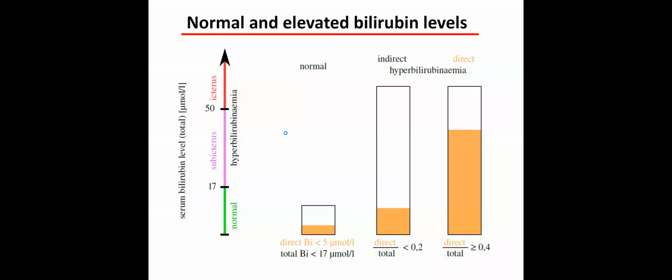If the total bilirubin level in the blood is higher than 50 micromole per liter, this is icterus or jaundice, so you can see the yellow discoloration of the skin. Between 17 and 50, this is what we call subicterus, where you can see some yellow discoloration in the buccal area or in the sclera.